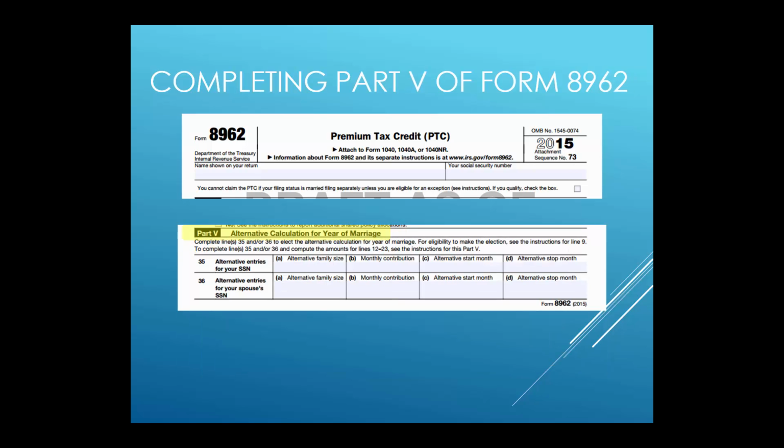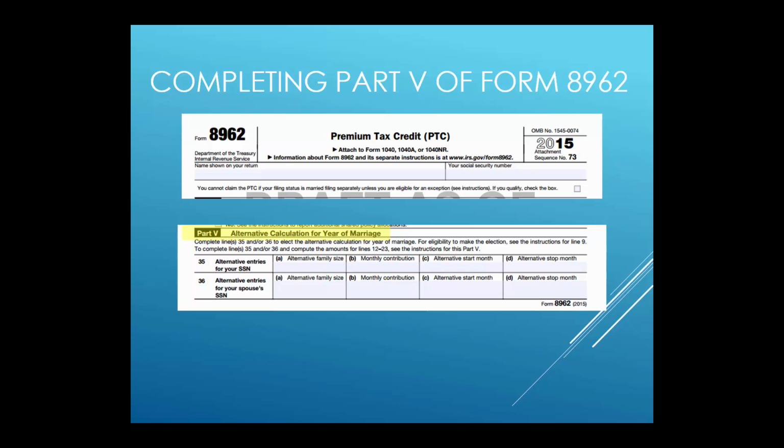Now Part 5 is used to calculate the premium tax credit using an alternative method for those who married during the year and are filing a joint return, had advance payments prior to the marriage, and they benefit from the alternative calculation by reducing the amount of excess advance payments they have to repay without the alternative calculation.